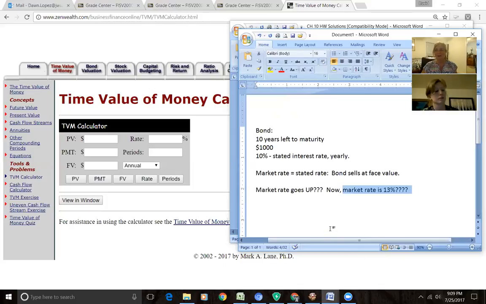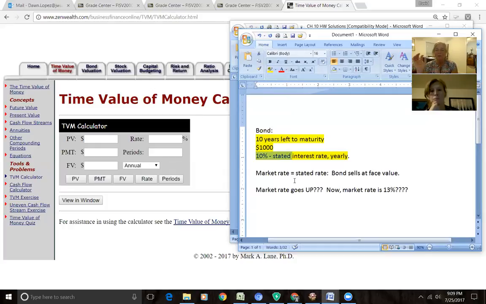Why should I buy your bond that's paying 10% if I can go in the market with $1,000 and make 13%? There's nothing that you can do about this. There's nothing you can do about the fact that the bond has a face value of $1,000. Nothing you can do about the fact that it's going to pay 10%. That's a contract that cannot be changed. What you can do is change the selling price of the bond.